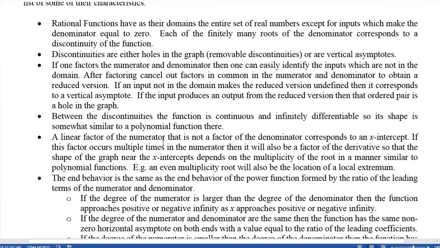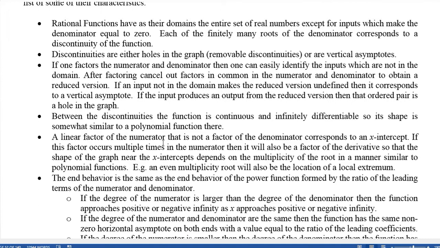So first of all, rational functions have as their domain the set of all real numbers except for inputs which make the denominator equal to 0. And of course, there will only be a finite number of these. So finitely many roots of the denominator correspond to discontinuities of the function. And these discontinuities come in two forms. They're either a hole in the graph, a removable discontinuity, or a vertical asymptote. No other kind, for example, no jump discontinuities.